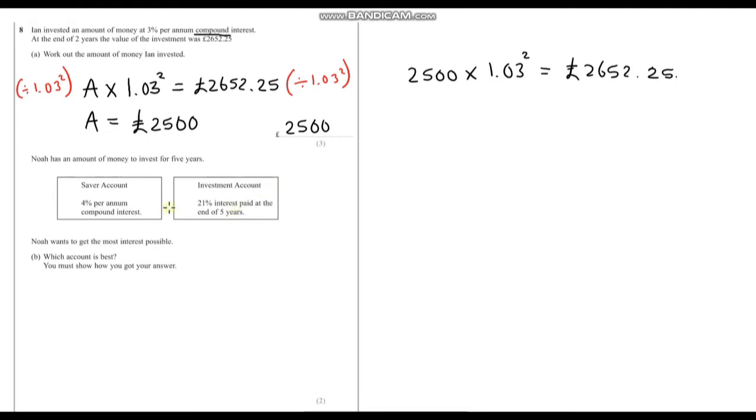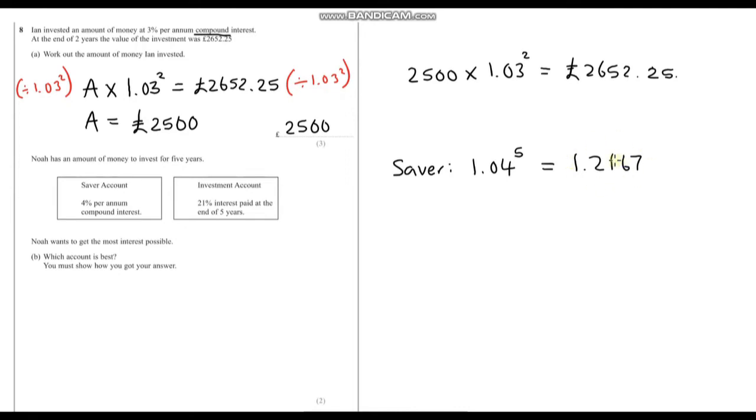So let's first of all start with the saver account. So the saver account gets 4% per annum compound interest. So our multiplier is going to be 1.04, and that is over 5 years. So if we just work that out, 1.04 to the power of 5, that's going to be 1.2167.